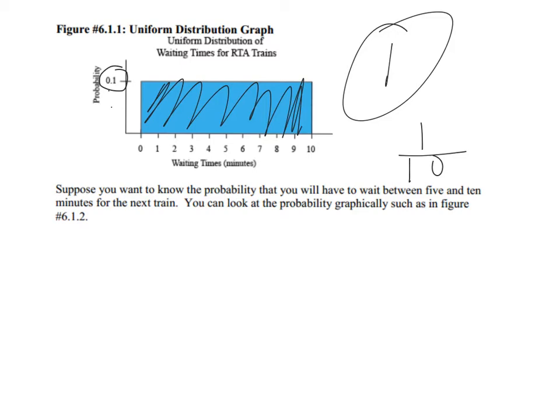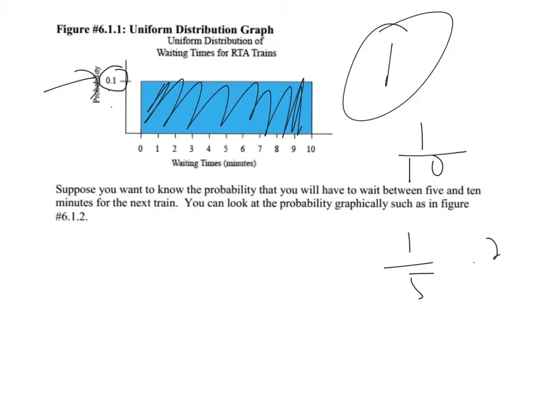If I only had 5 classes or 5 things, 1 divided by 5 would make the bar 0.2 high, because 1 divided by 5 is 0.2. Okay, just so you know where that's coming from.